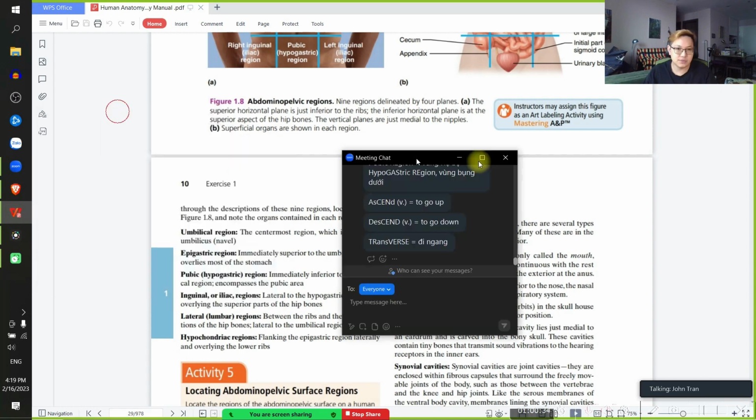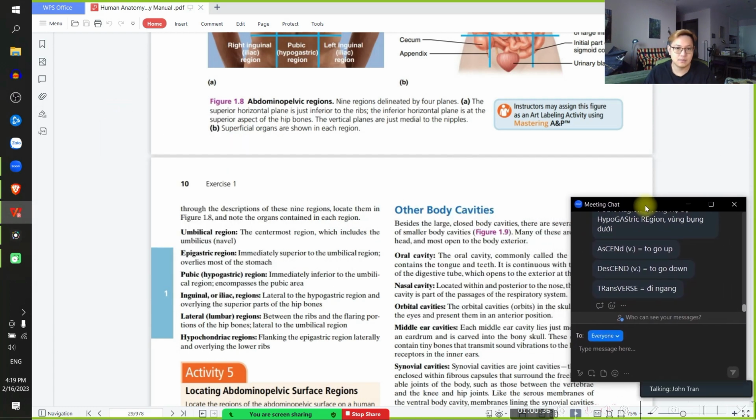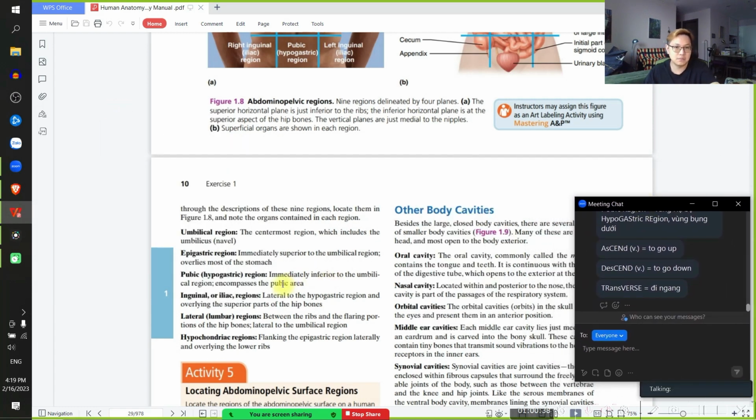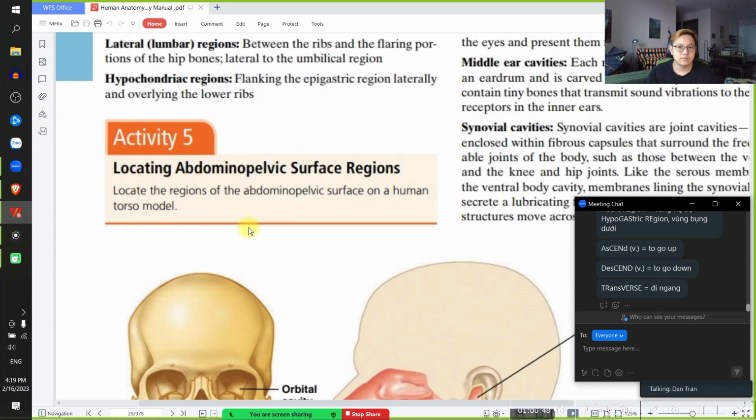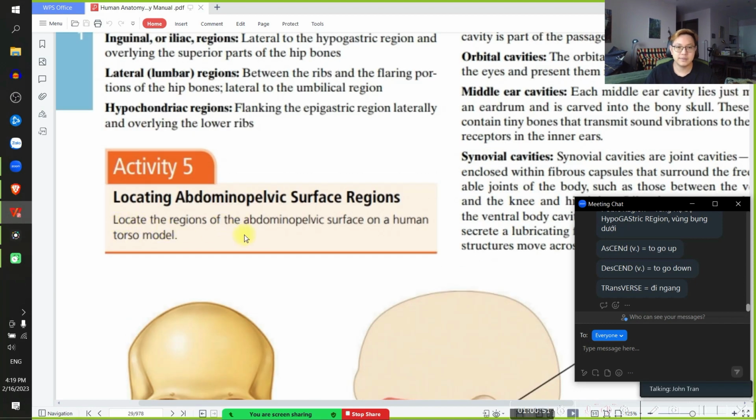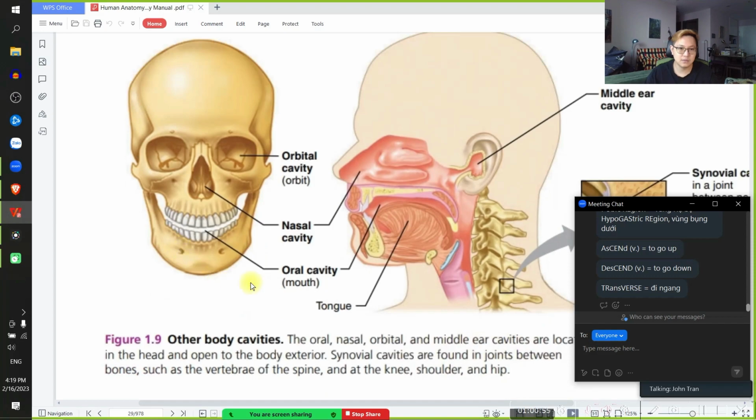Okay, let's move on to the next page. You don't need this one actually. Locate the region of the abdominal pelvic surface on a human torso model.